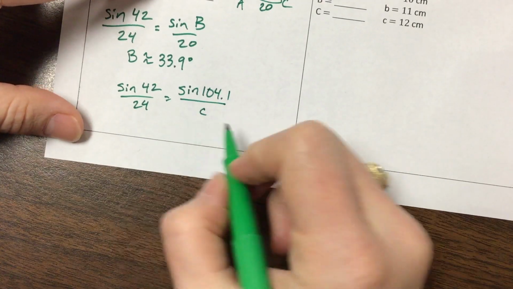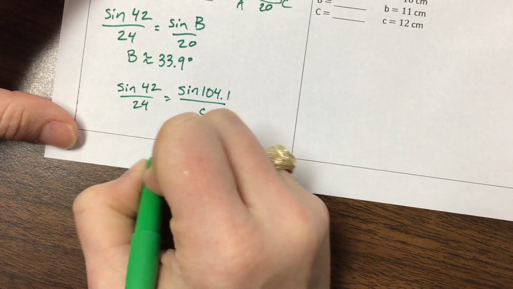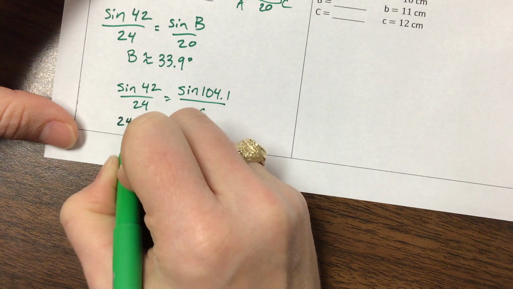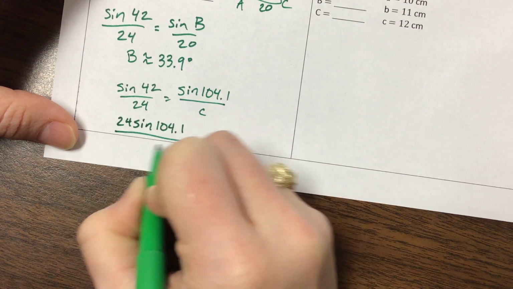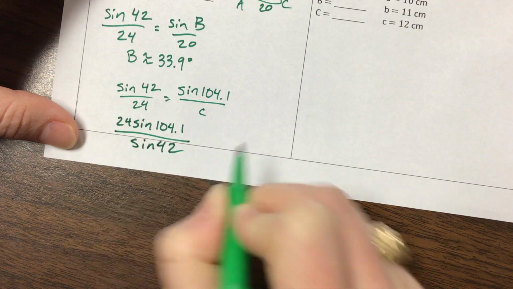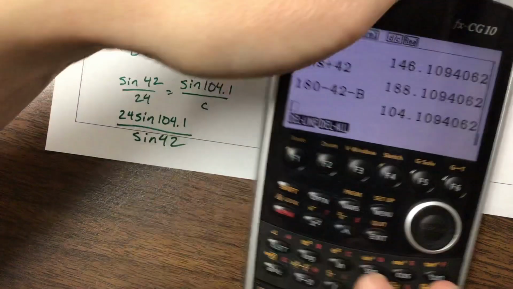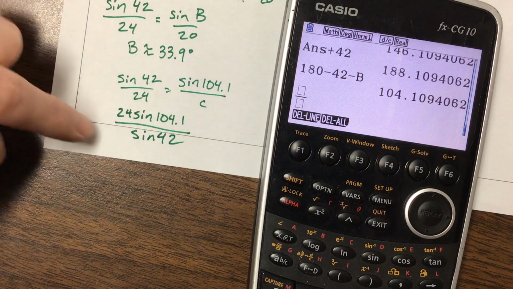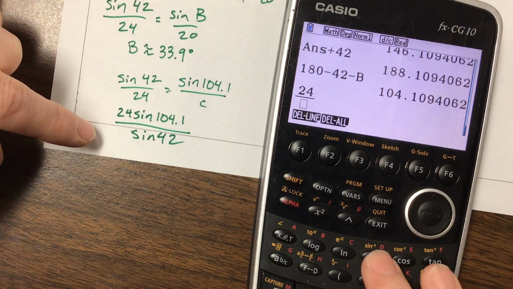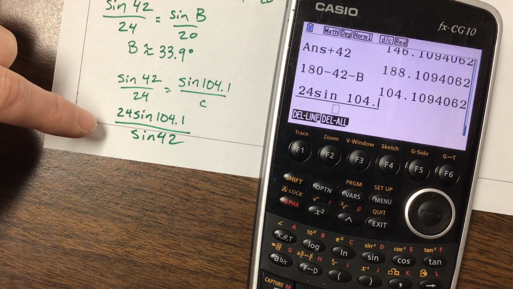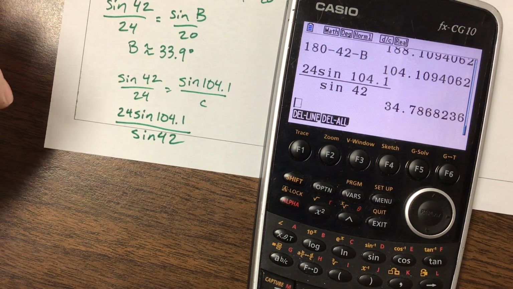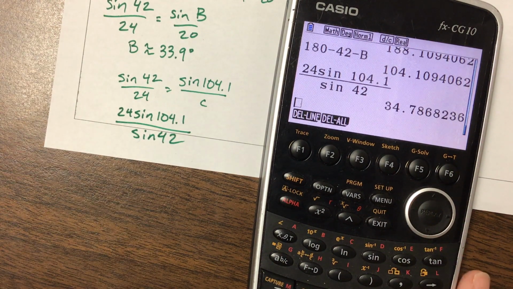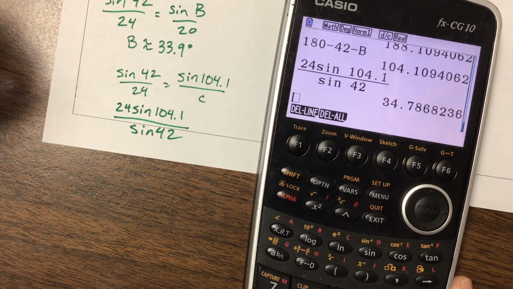And so then this becomes what? 24 sine of 104.1 has to then get divided by sine of 42. And I find that little c is about 34.787.